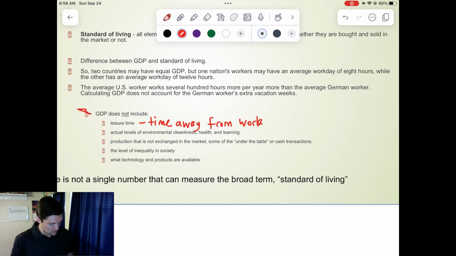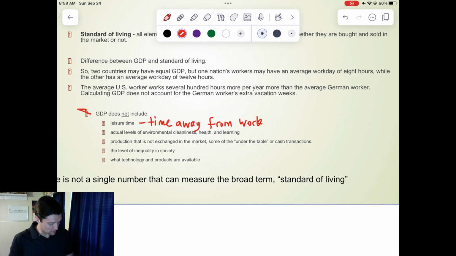Production that is not exchanged in the market, some of the under the table or cash transactions. So basically what's happening here is that you have to buy a service. And if you're just mowing lawns in the neighborhood, that's a great thing. And some people will pay you cash for that. And the government doesn't know about that cash transaction there. So is this happening in the country? Yes, but it's not measured under GDP.